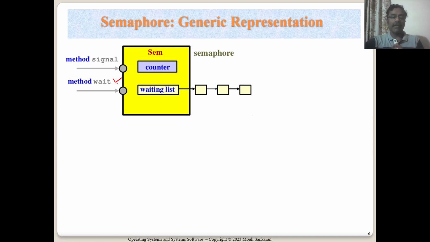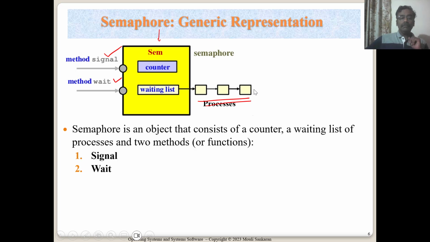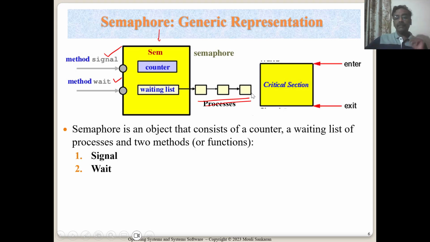Wait is for acquiring the semaphore. Signal is to release the semaphore. Maybe the order is different; I am showing this from a book. Now the semaphore is the unit, and there are processes which are in the waiting list. Now there are two functions. Once you enter, you use the critical section and exit it. Which function will you use for entering? Of course, you know that you need to wait.